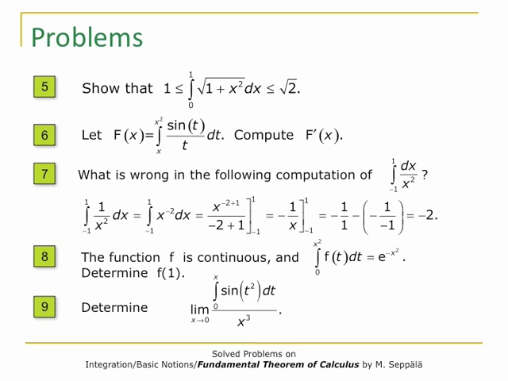In problem 8, we assume that the function small f is continuous, and that the integral from 0 to x squared of f of t dt is e to the negative x squared. We have to compute f at 1. In the ninth problem, we have to compute the limit as x goes to 0 of the fractional expression: the integral from 0 to x of sine of t squared dt, divided by x cubed.